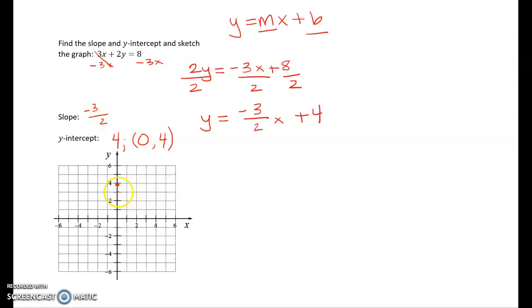So we can go down 3, 1, 2, 3, right 2. We could also choose to go up 3 over 2, but just make sure you go one direction negative. You don't want to go both directions negative, but you could go 1, 2, 3 over 2. And notice that still makes a line because on that one, it's like we're going positive 3, negative 2. Okay? And then that will be the line, just like that.